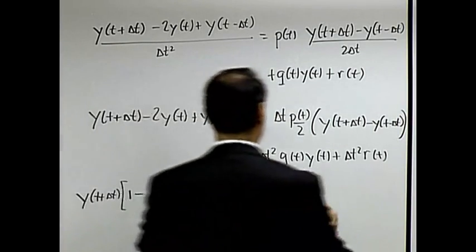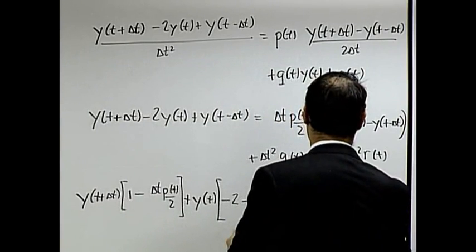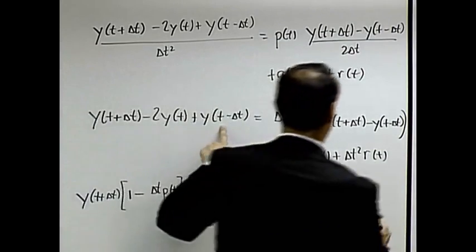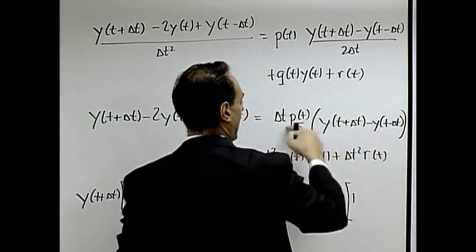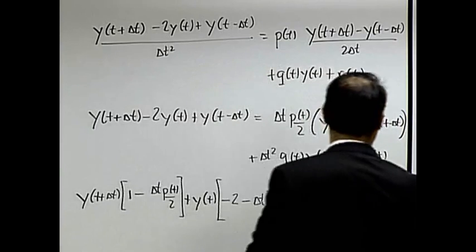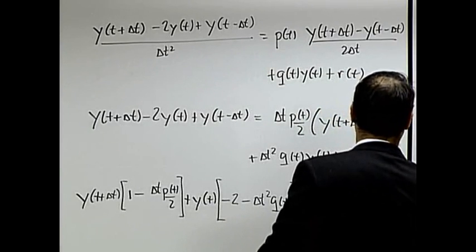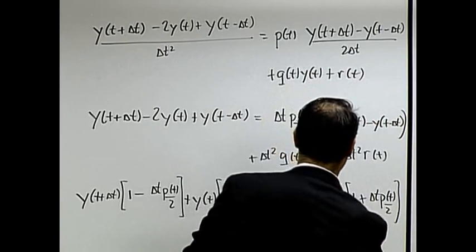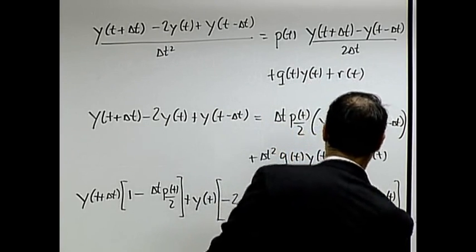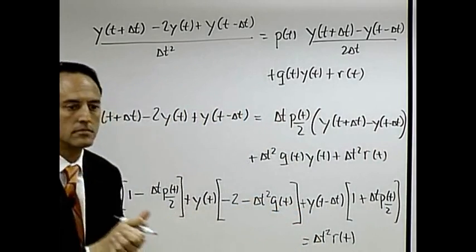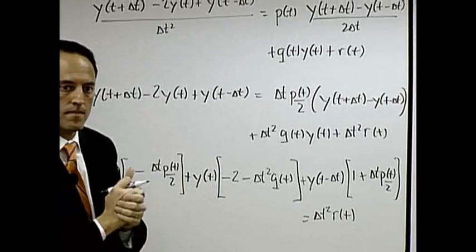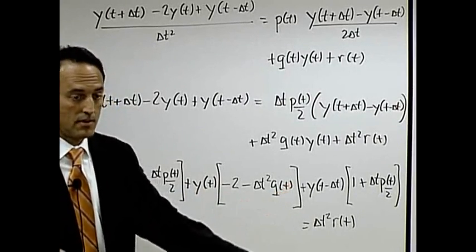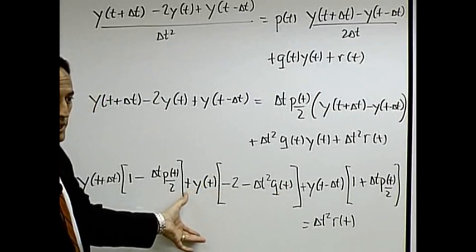How many y of t minus delta t terms do I have? Well, I have one here. There's another one there with the minus sign, so when I bring it to the other side, it's plus. So plus delta t p of t over 2. And then what's on the other side is still this delta t squared r of t. There we go. So I wrote this down and collected everything, and my claim is that this here is simply Ax equal to b.